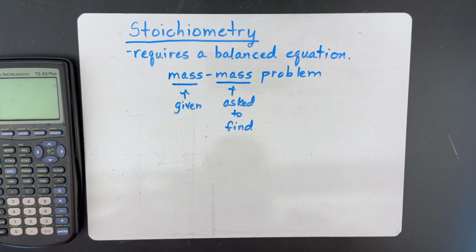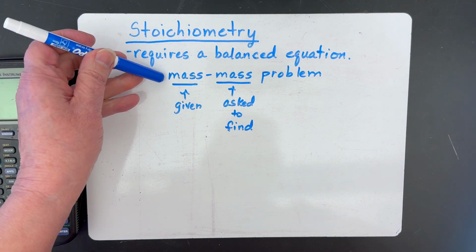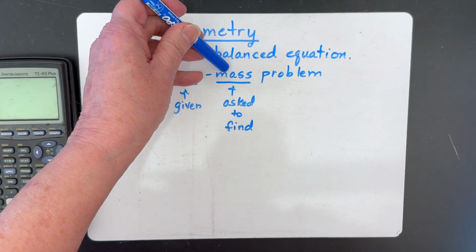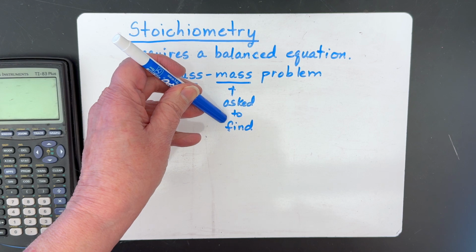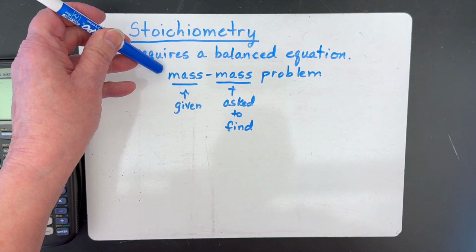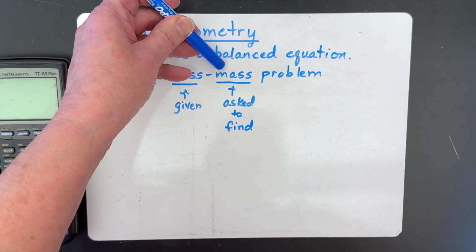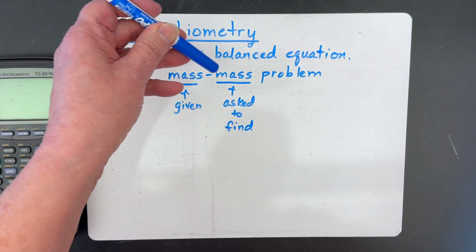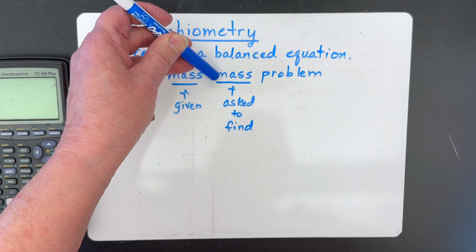In a mass mass problem, for example, the first word, mass, is what you are given in the actual problem, and the last word, mass in this case, is what you are being asked to find, the mass of something else. For example, you might be given the mass of a reactant and asked to figure out how much product can be made. Or you might be given the mass of one reactant and asked for the mass of another reactant needed to react with it completely.